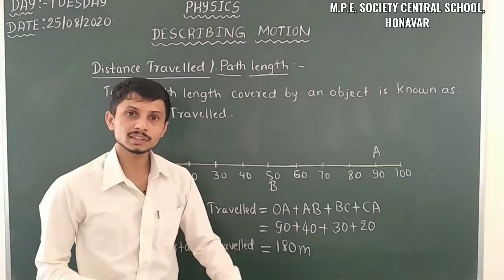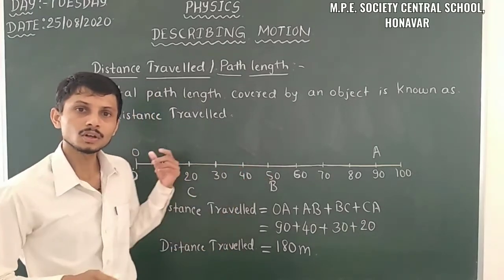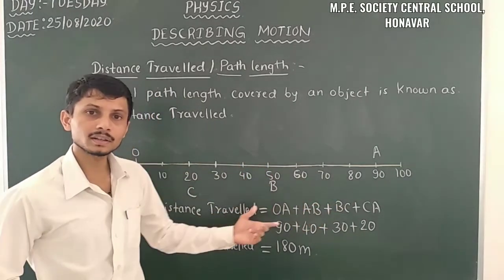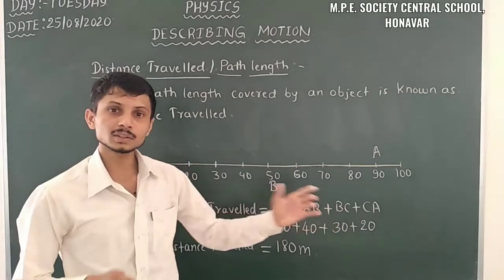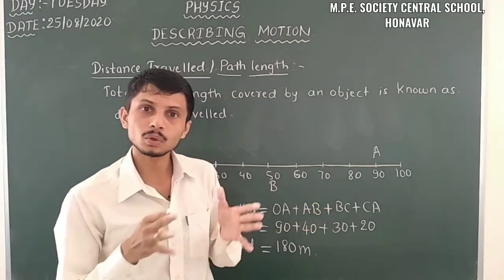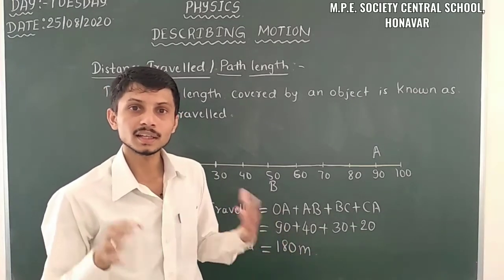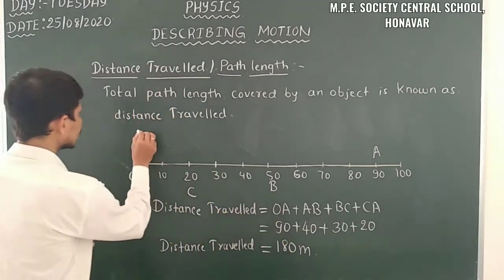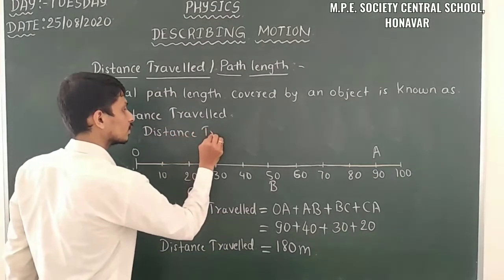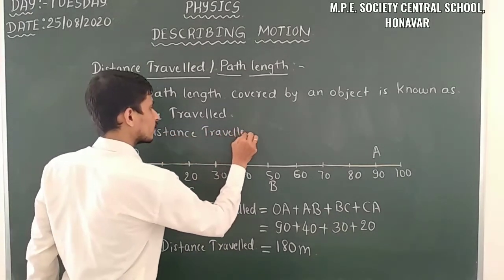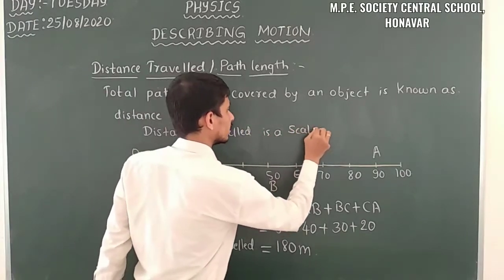Just observe here, there is only a magnitude. We can't take any direction here. We calculated the whole journey, so there is no direction, only magnitude. That's why distance traveled is a scalar quantity.